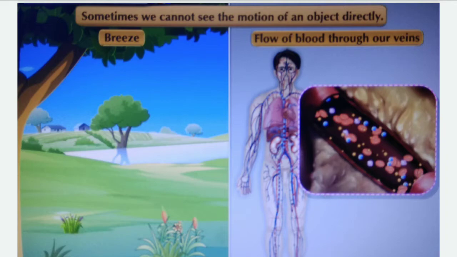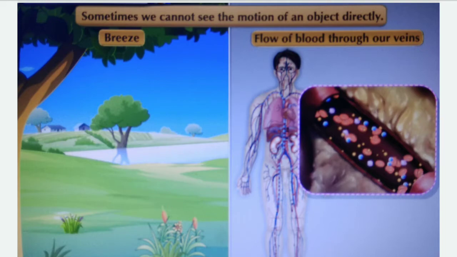Sometimes we cannot see the motion of an object directly. What is observed in the first picture? In the first picture, it is the breeze. That means sometimes we cannot see the motion of an object directly, as in the case of a breeze.